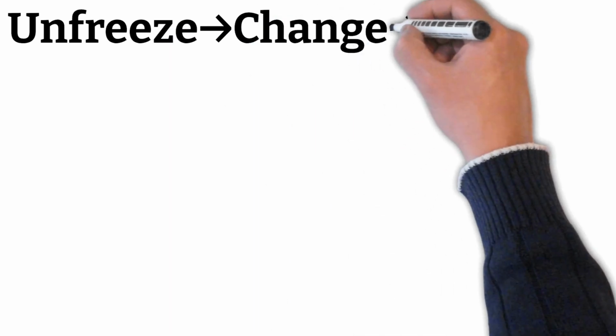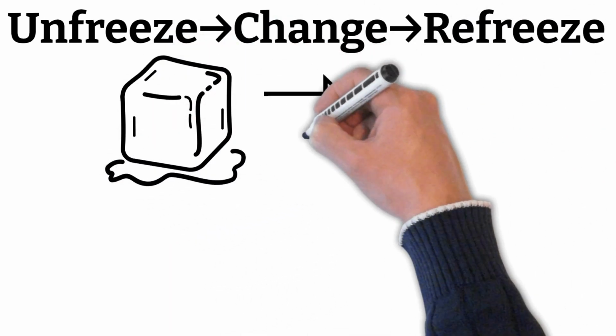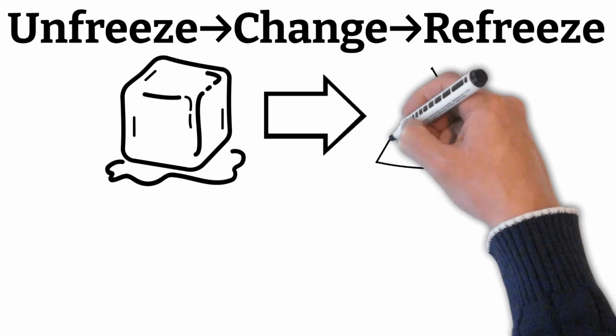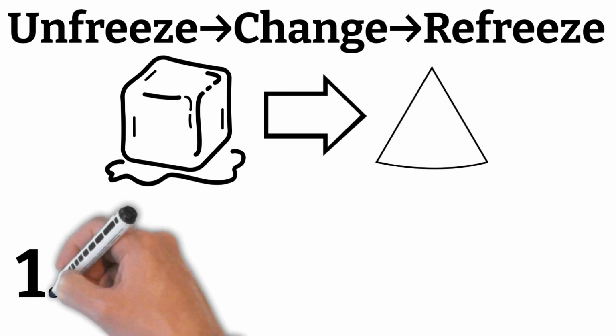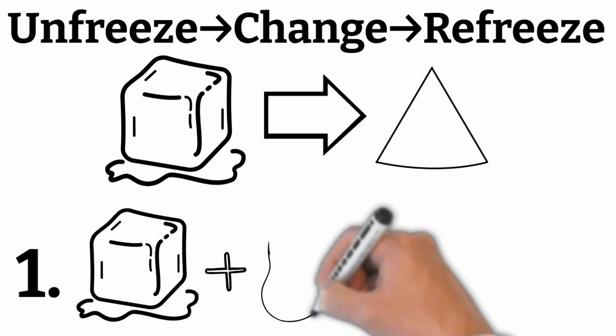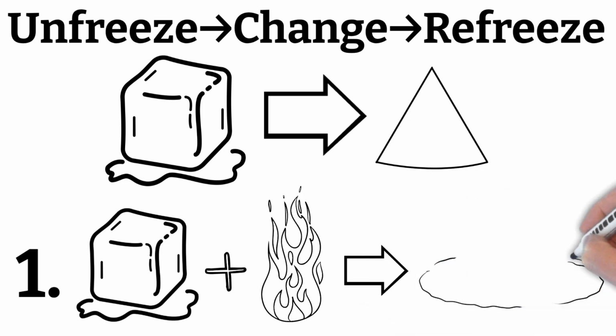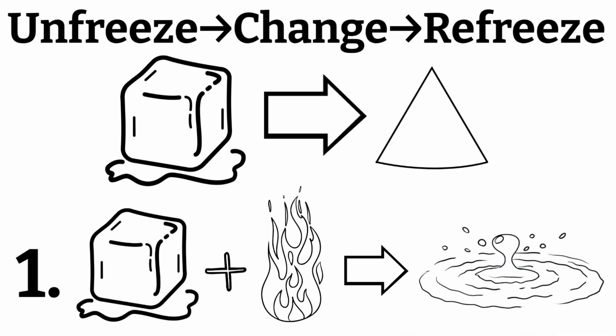To illustrate this concept, Lewin introduced the Unfreeze, Change, Refreeze model. Imagine a block of ice that you want to reshape into a cone without changing its mass. The first step is to unfreeze the ice, turning it into a malleable state like water. This represents breaking away from current practices or beliefs in an organization.